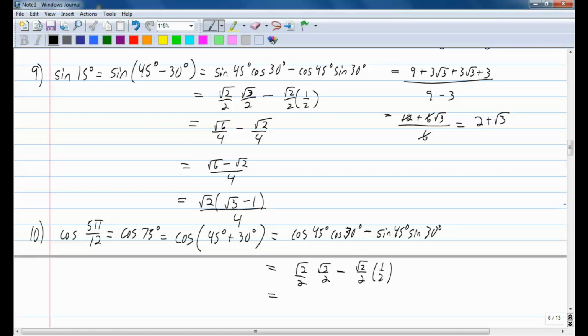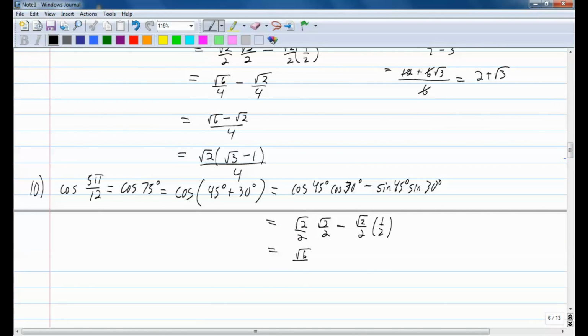If you look at our work up here for the previous problem, we're getting the exact same numbers. So the answer is going to be exactly the same as the previous problem. Square root of 6 over 4 minus square root of 2 over 4. Square root of 6 minus square root of 2 over 4. Or you could factor that square root of 2 out, and it'd be square root of 2 times square root of 3 minus 1 all over 4. Alright.